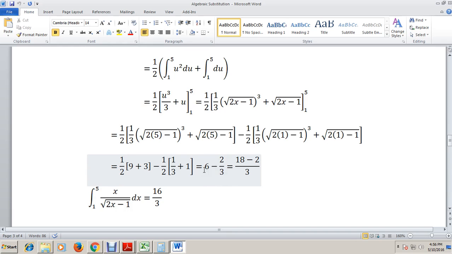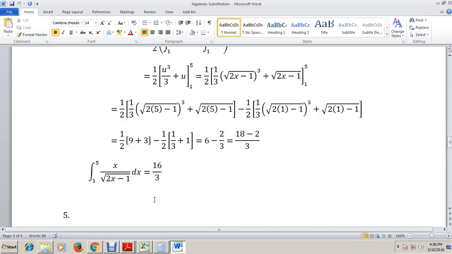Of course, 3 times 6 gives you 18 minus 2 over 3. 18 minus 2 gives you 16 over 3. Okay, so the final result would be 16 over 3. Okay, so try to do a replay of the video if you got lost in the solution here, in the substitution.